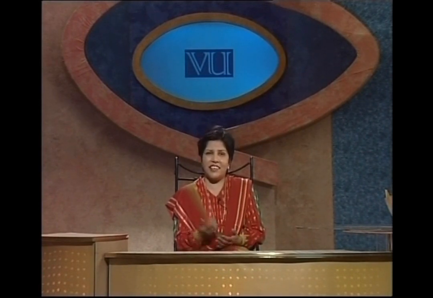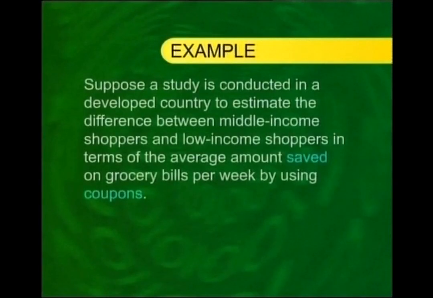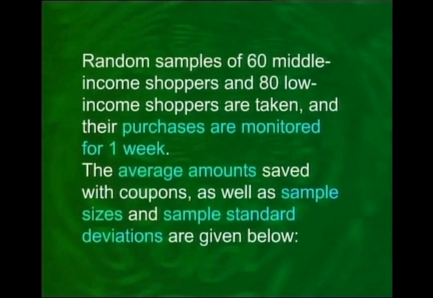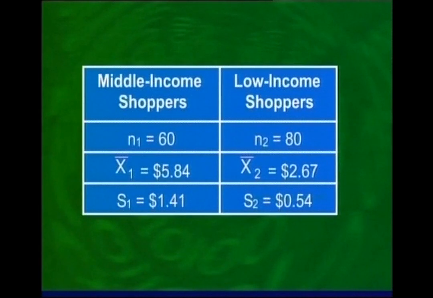Students, let us apply this very interesting concept to another example. Suppose a study is conducted in a developed country to estimate the difference between middle income shoppers and low income shoppers in terms of the average amount saved on grocery bills per week by using coupons. Random samples of 60 middle income shoppers and 80 low income shoppers are taken, and their purchases are monitored for 1 week. The average amount saved with coupons, as well as the sample sizes and sample standard deviations, are given in the following table. For the middle income shoppers, we are using the subscript 1, and for the low income shoppers, we use the subscript 2.